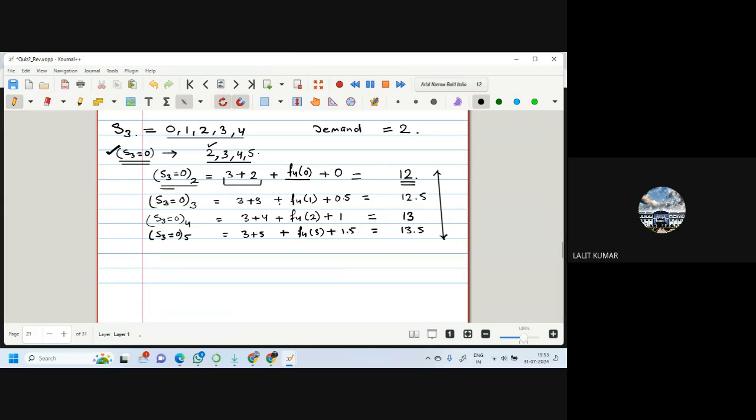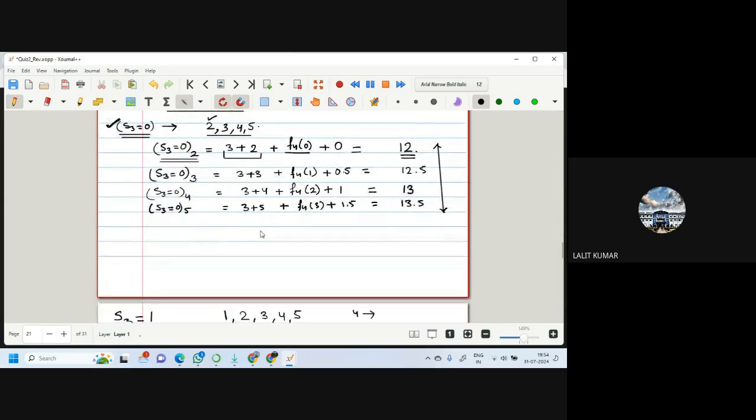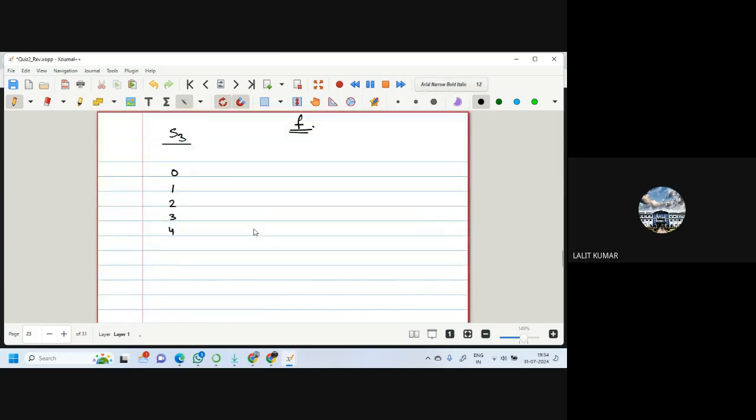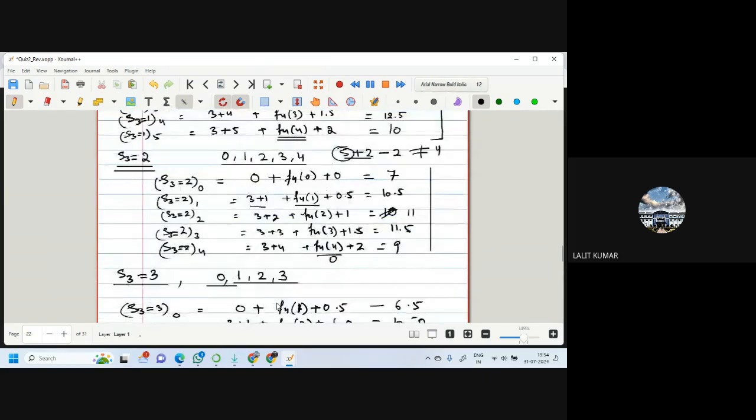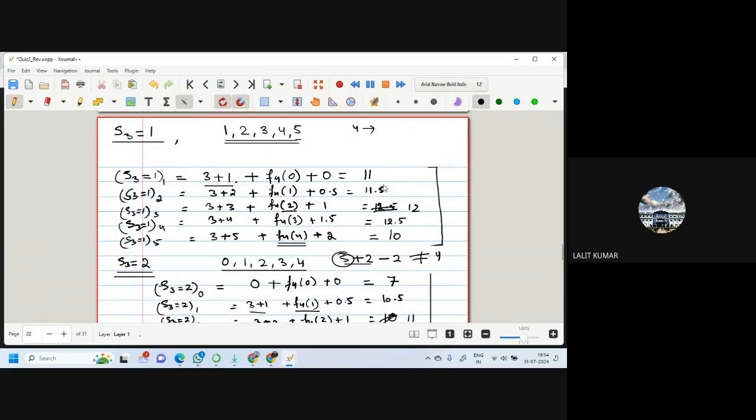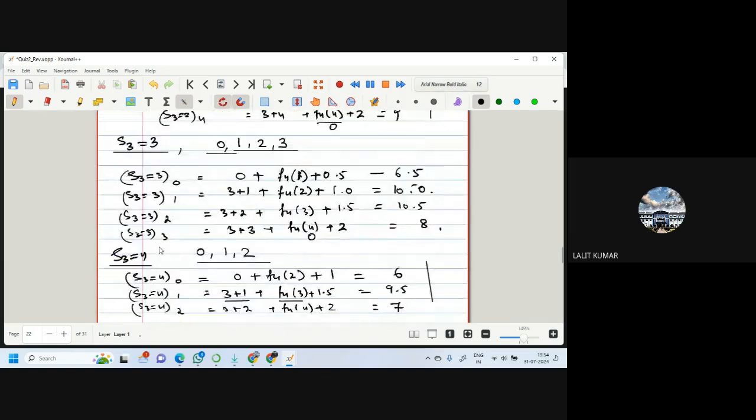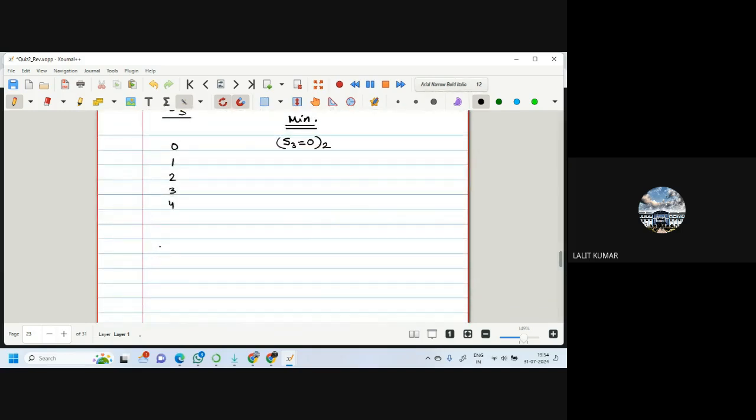And what is the state of that? S3 is equal to 0, ordering 2. Okay, that we have to remember. So here is S3 is equal to 0 and ordering 2. This is the minimum. Okay. Now we go to S3 is equal to 1. What is the minimum? Minimum is 2. S3 is equal to 1, 5. So here we write S3 is equal to 1 and we will order 5.